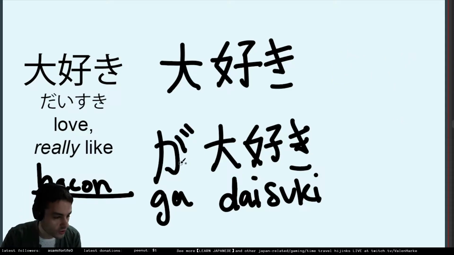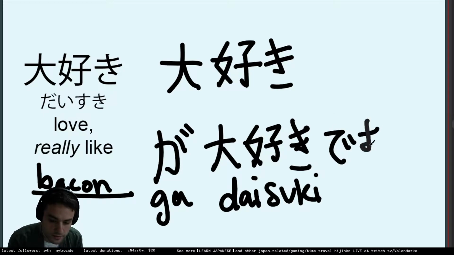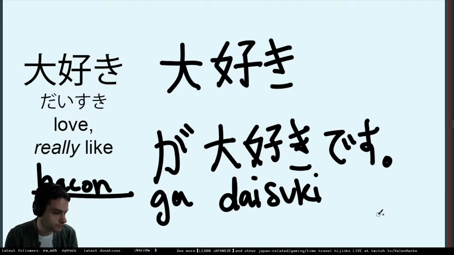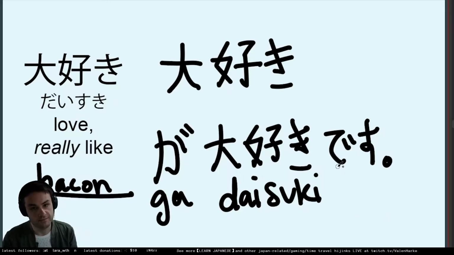So for now, all I want you to know is if you say something ga daisuki, and then if you wanted to actually complete the sentence and be grammatically correct, you would add this, right? And there's the period.